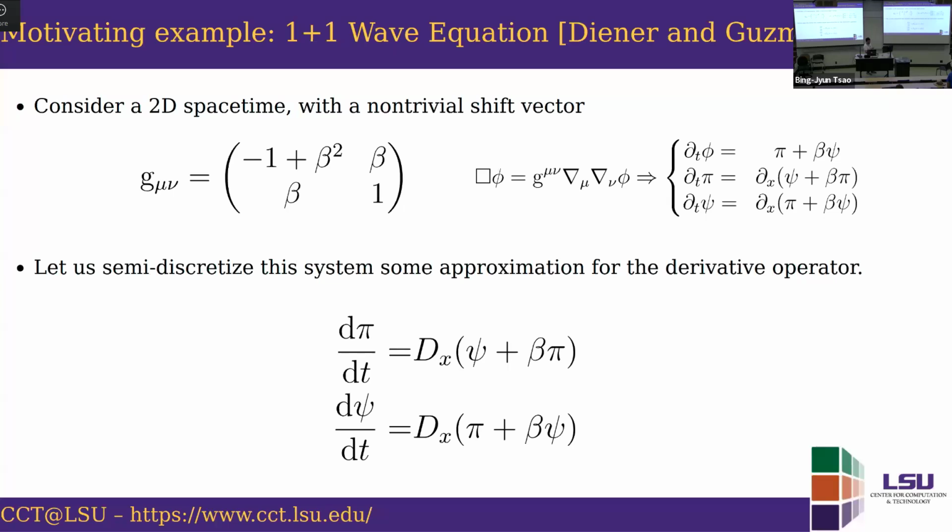So this is going to be a case study of the 1+1 wave equation on a spacetime that has a non-trivial shift, just to make things slightly more interesting. We're starting with this two-dimensional metric, and we're writing the wave equation in this curved background. We can split the resulting partial differential equation into a system of coupled first-order in time differential equations.